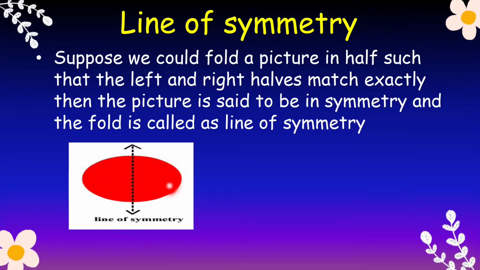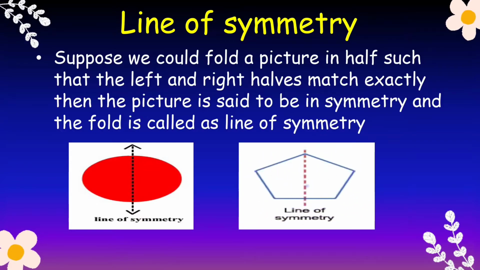Here when we are folding this picture, both the halves will match exactly, and this is the line of symmetry where we fold. This fold is called the line of symmetry. Look at this one more example. You can see this is the line of symmetry.